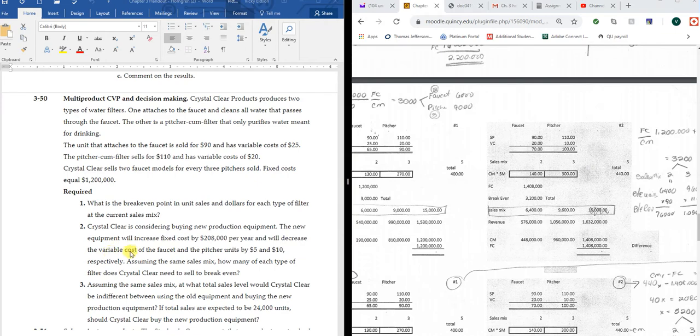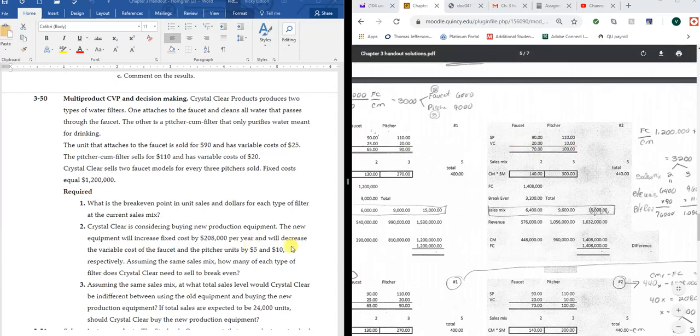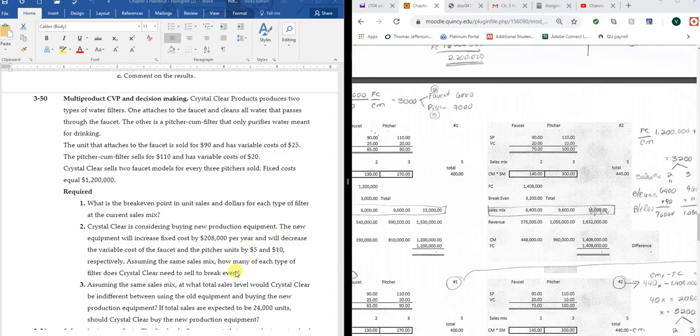And we'll decrease the variable cost of the faucet and pitcher units by $5 and $10. So I've decreased the cost from 25 to 20 and 20 to 10. So I've decreased them by 5 and 10. Assuming the same sales mix, how much do they need to break even?